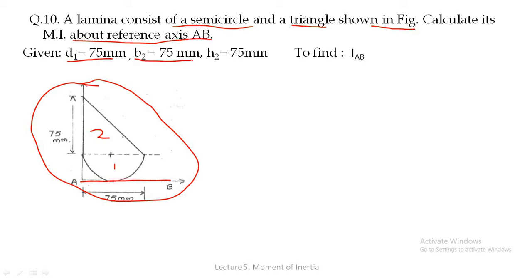Remember, for the sake of understanding, I have considered the semicircle as 1 and the triangle as 2, so the notations are as per that. The height of the triangle is from this point to this point, which is given over here as 75 mm, so I have taken h2 as 75 mm. They have asked us to find the moment of inertia about reference axis AB, so we have to find IAB.